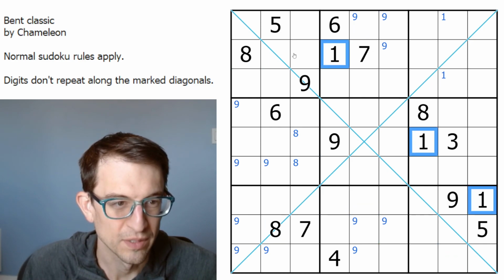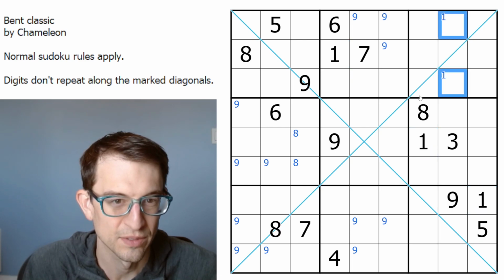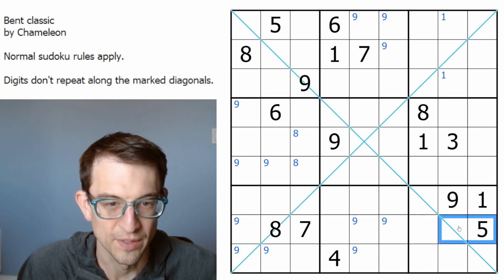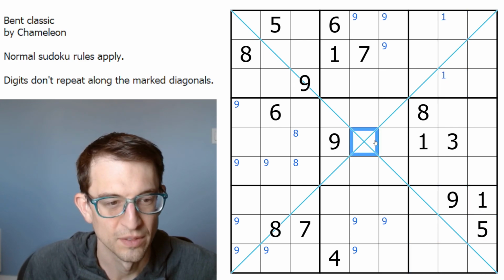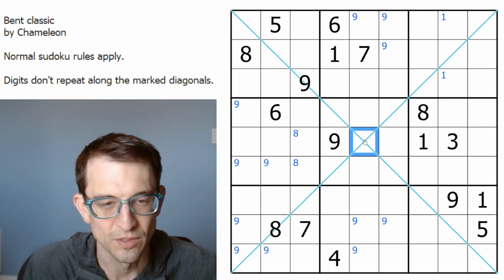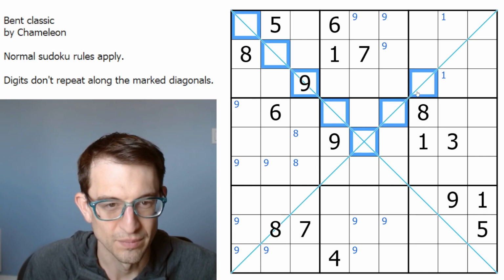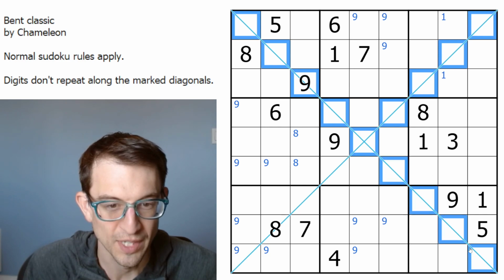So looking at these ones, where can 1 go along the diagonals? Right, because it can't go up here in this box, and it can't go down here in this box, and it can't go in the middle. That's interesting. The reason that's interesting is because this number in the middle is pretty important, because it's going to rule out that number from the diagonal on both sides.